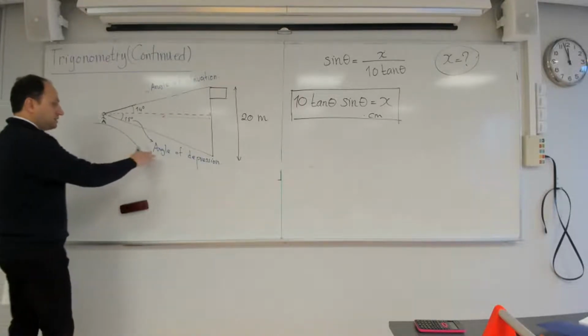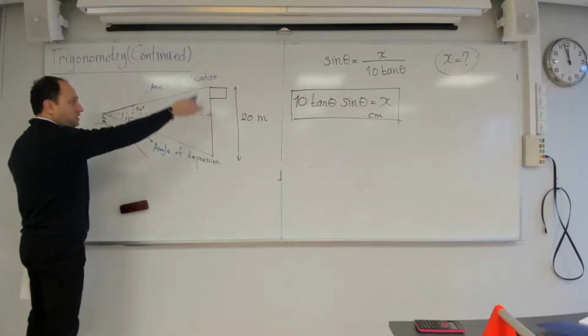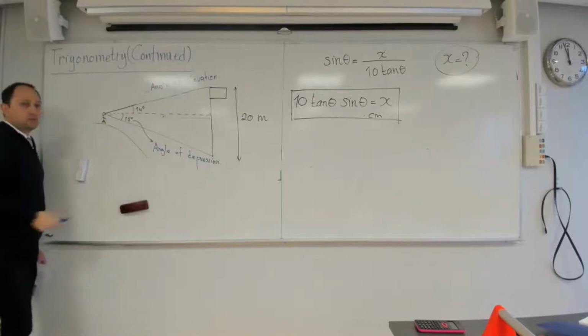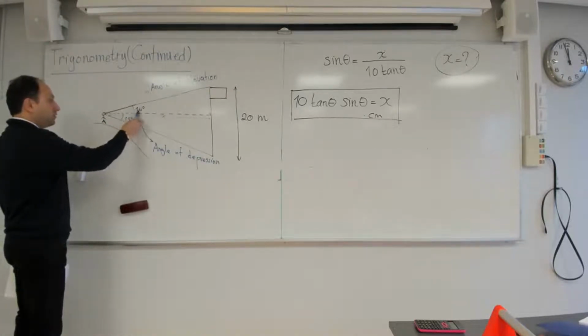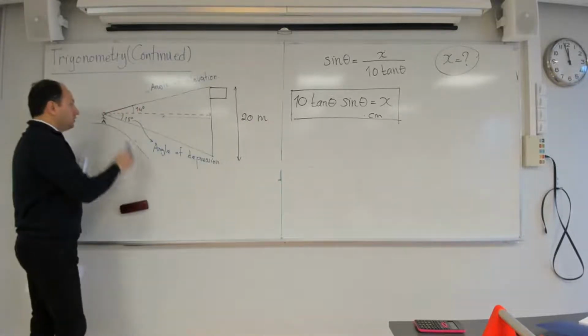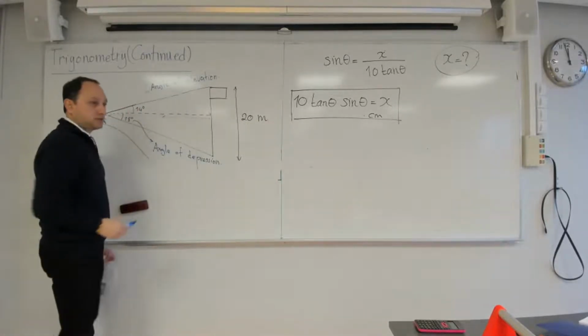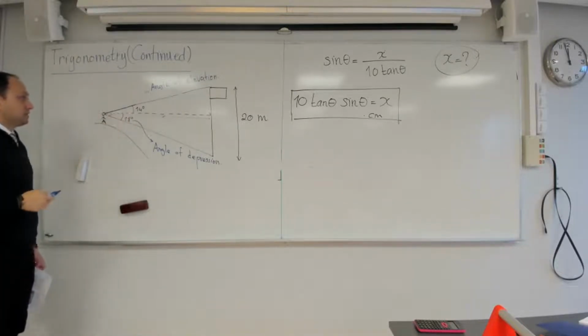But it doesn't matter if you know the name or not. You're supposed to be able, given this information, to solve this problem. So these two angles are given to be 14 and 18. The height is given to be 20. You are supposed to find this distance. Okay, you are supposed to find this distance.